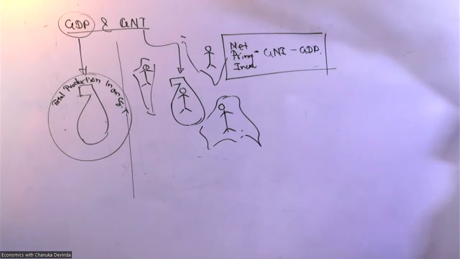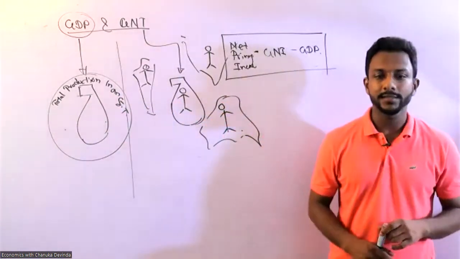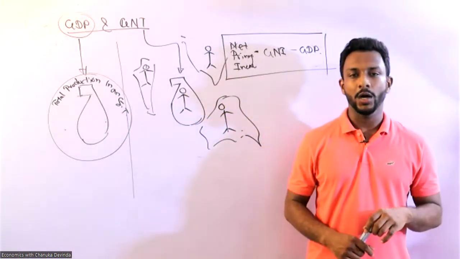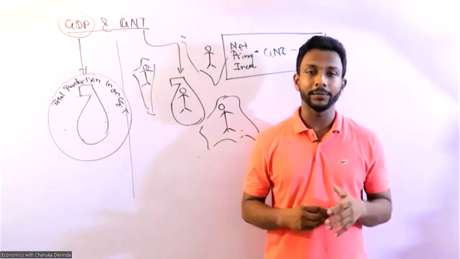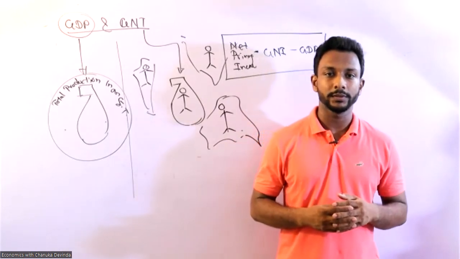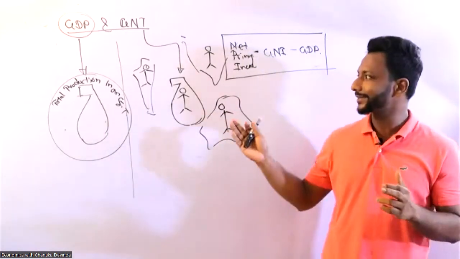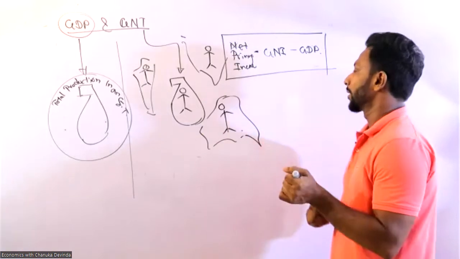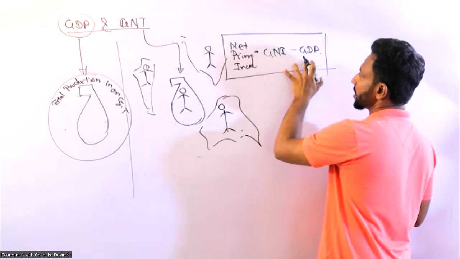Right. Next one. The next question is also relevant to that part. What is net foreign factor income, or what is net primary income? That's the fifth question of the second tutorial. I think I just explained. Initially, you can identify it is the difference between GNI and GDP.